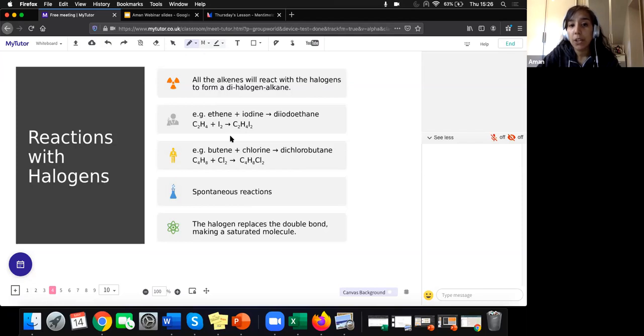Someone's asking me, are halogens group 7 or group 2? They are group 7. Remember that group 2 is a metallic group. So group 2 is on the left-hand side of the periodic table, so it'd be metals.